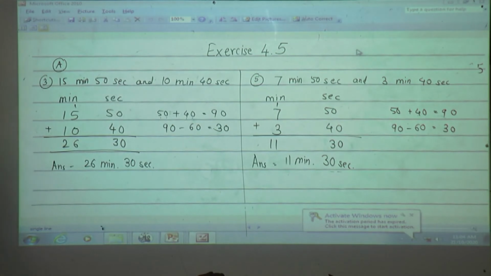Clear? Yes, very easy question. Now the remaining 3 examples are very easy, and you are going to solve them on your own. Now we will move to the next question, our B question. What is the B question? Find the difference between.